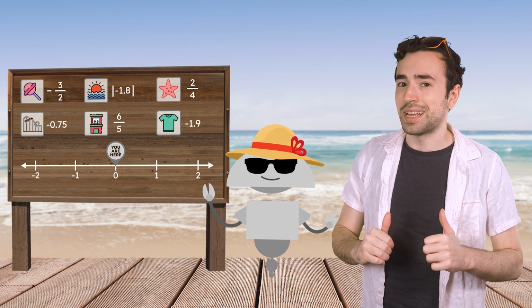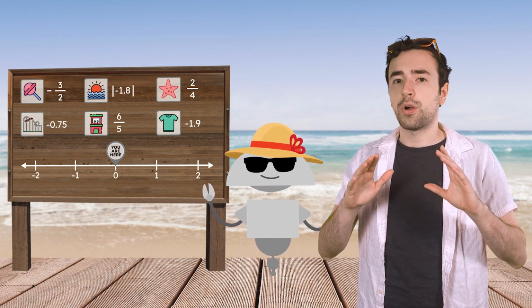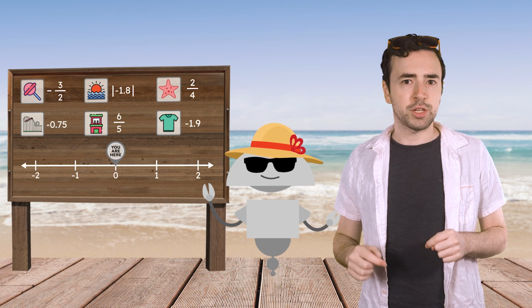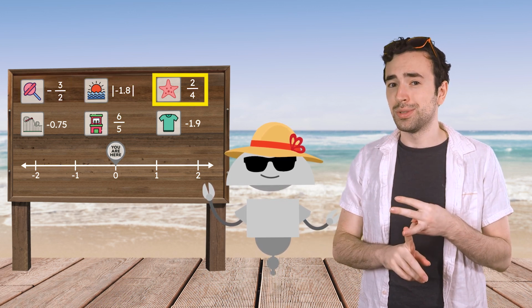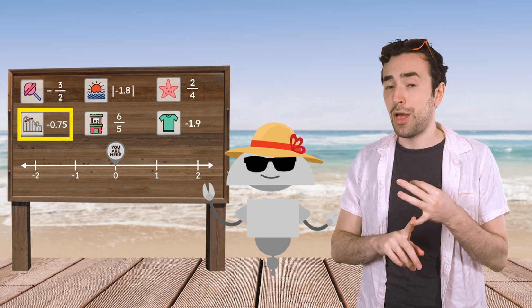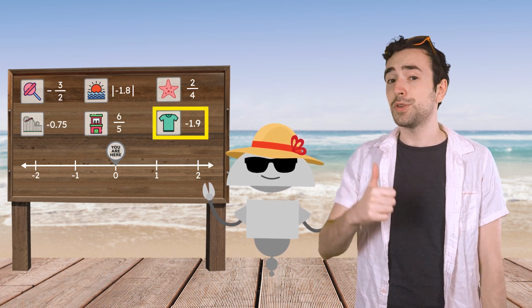Hi, it's Justin again. So here's the deal. There are 6 attractions on this beach. A candy shop, Lookout Point, the tide pools, a roller coaster, the arcade, and a souvenir shop.